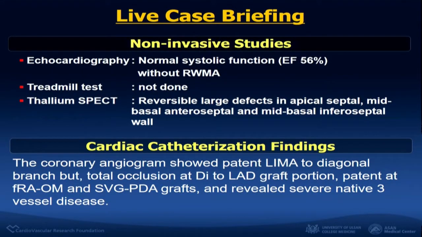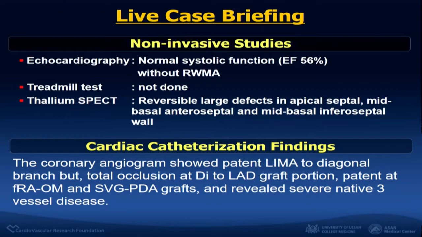Echocardiography showed normal LV systolic function, and we checked the coronary angiogram, which showed patent LIMA to diagonal, but total occlusion at the diagonal to LAD graft portion, and the patent graft at free RA to OM and SVG to PDA graft, and revealed severe native coronary disease.